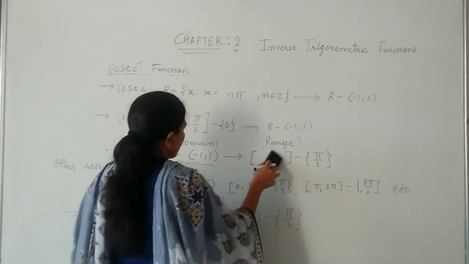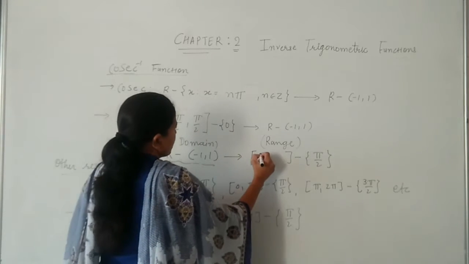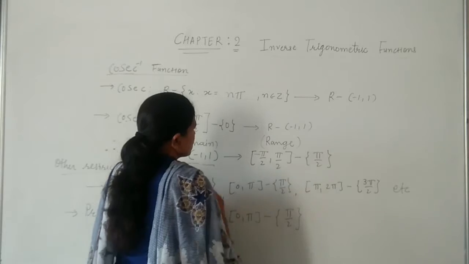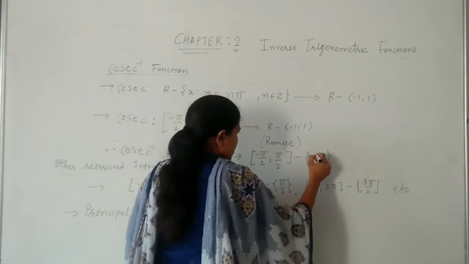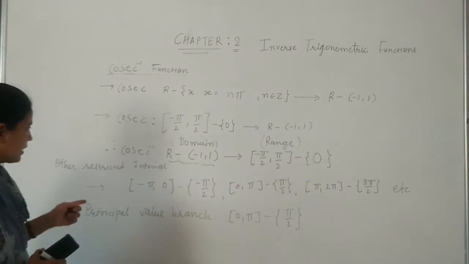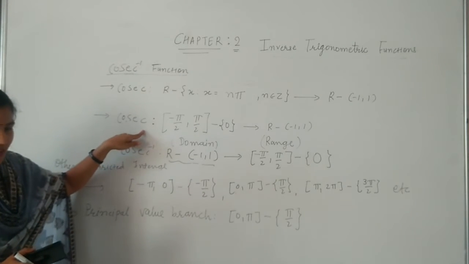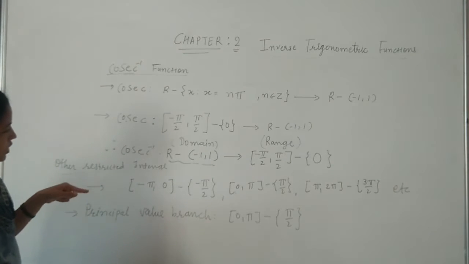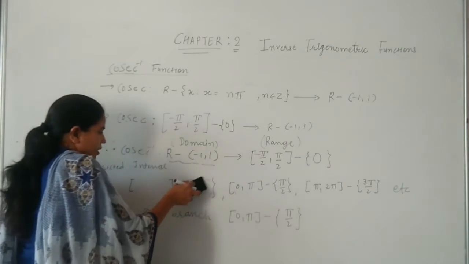Now cosec inverse from R minus (-1, 1) to this. तो ये आपका फंक्शन क्या हो जाएगा? R minus (-1, 1) to the closed interval minus pi by 2 to plus pi by 2, minus 0. Okay, there are so many other restricted intervals as we have seen in the sine function, as we have seen in the cosec function. So other restricted domains are what we can say.